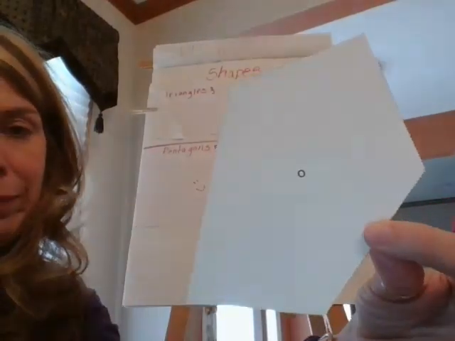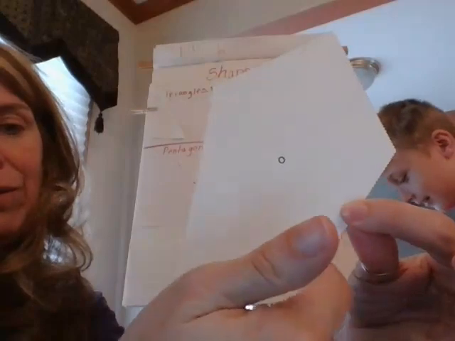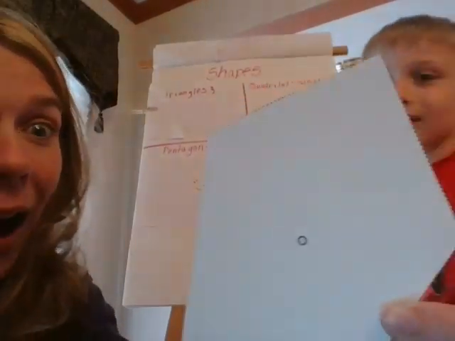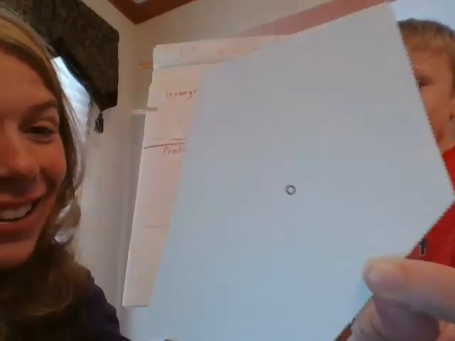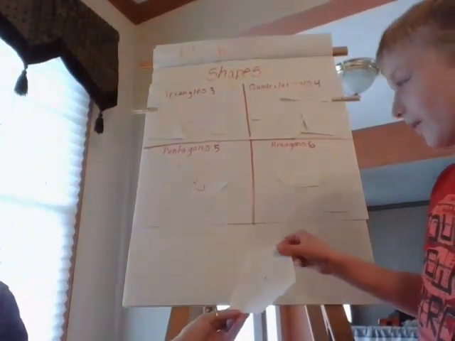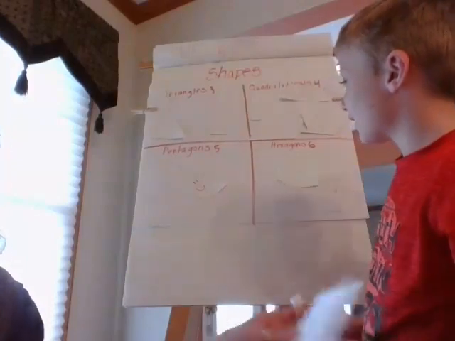This shape. 1, 2, 3, 4, 5. What is this, boys and girls? What is it, Vin? Pentagon. You are the second pentagon.